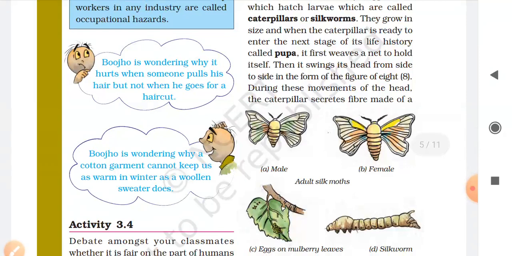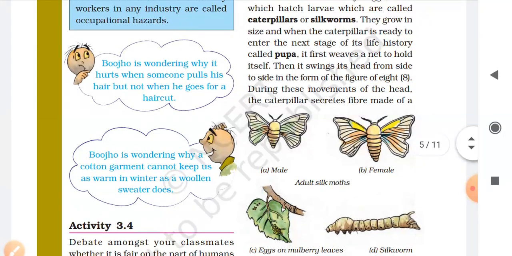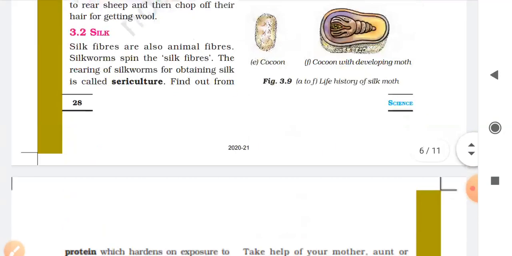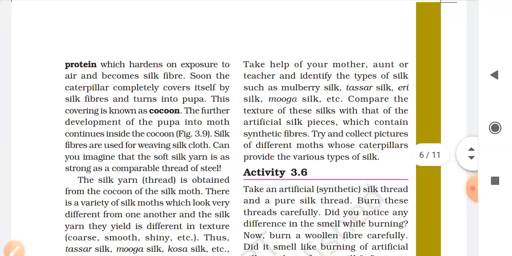Then it swings its head from side to side in the form of the figure of 8. During these movements of the head, the caterpillar secretes a fiber made of a protein which hardens on exposure to air and becomes silk fiber. Soon the caterpillar completely covers itself with silk fibers and turns into a pupa. This covering is known as a cocoon. The further development of the pupa into a moth continues inside the cocoon.